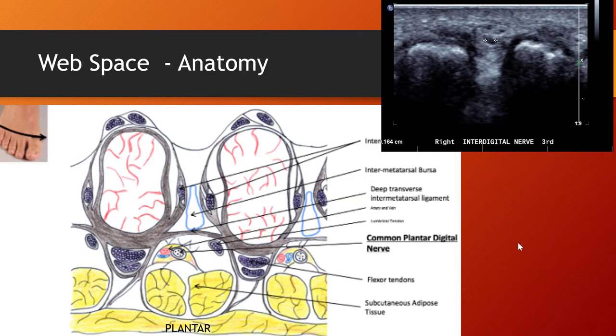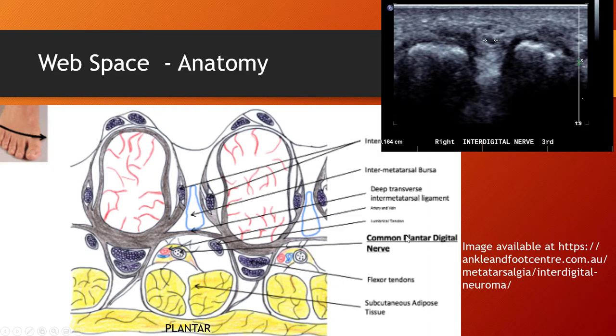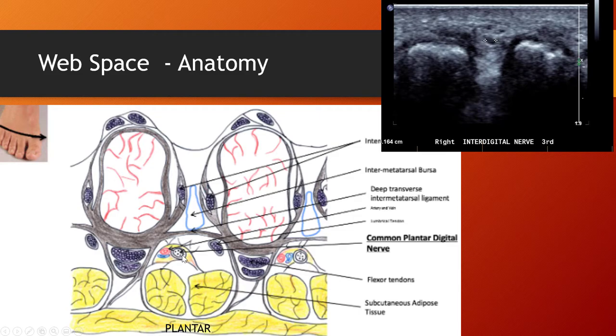So a quick review of your web space anatomy. The intermetatarsal bursa lies between the metatarsal heads. It's within a region of fat where it can become compressed between metatarsal heads, particularly if it's a narrow space to begin with. The interdigital nerve then runs beneath a ligament called the intermetatarsal ligament, and it runs with a little neurovascular bundle. After the ligament and beyond the metatarsal heads, the nerve then splits into two branches, and each branch flanks the adjacent toe.